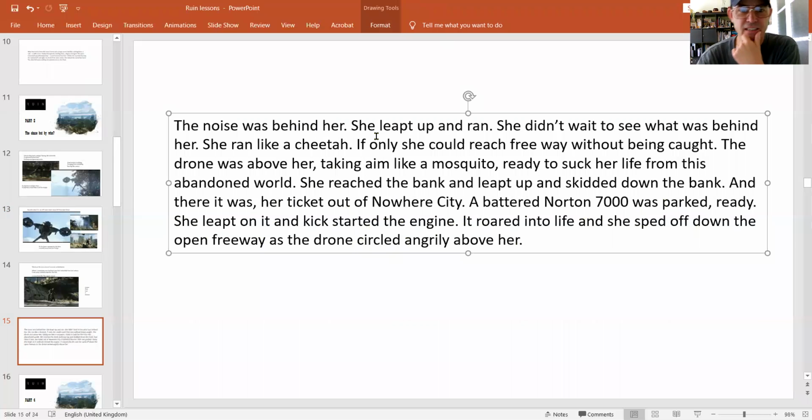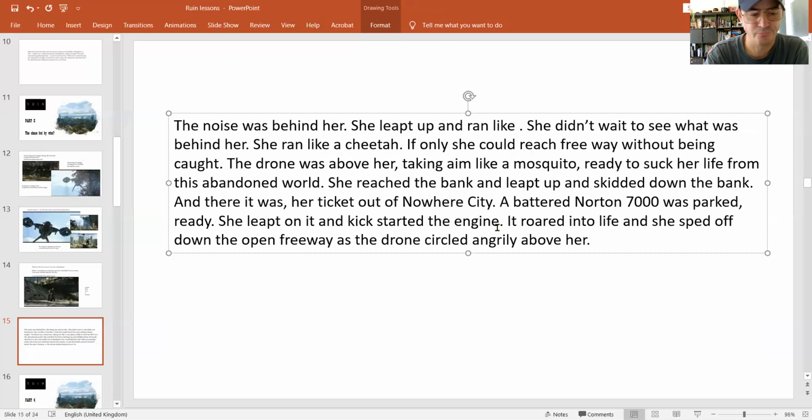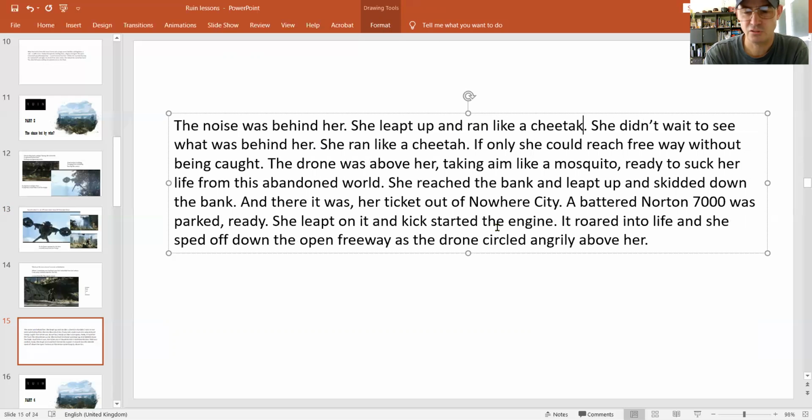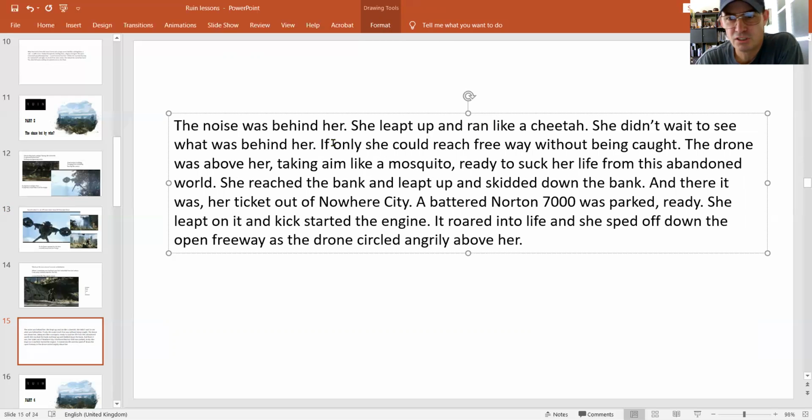The noise was behind her. She leapt up and ran. She didn't wait to see what it was behind her. She ran like a cheetah. Why don't we put that up here? She leapt up and ran like a cheetah. Not too sure about cheetahs. Cheetah's a bit of an easy one, isn't it? Yeah, cheetah was the fast animal that ran like a cheetah. She leapt up and she ran. We'll leave it. She leapt up and she ran like a cheetah. Maybe it's something better than a cheetah.